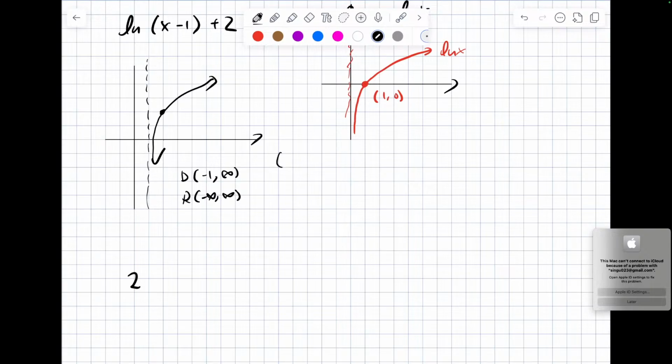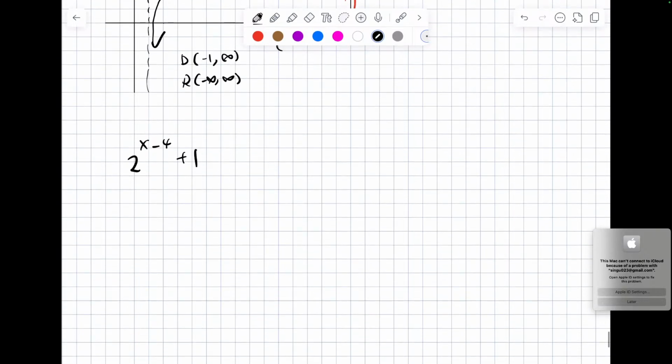How about 2 to the x minus 4 plus 1? How about 2 to the x minus 4 plus 1? Well, this one is based on the graph 2 to the x, which, for anything to the x, has the same graph, going like this.